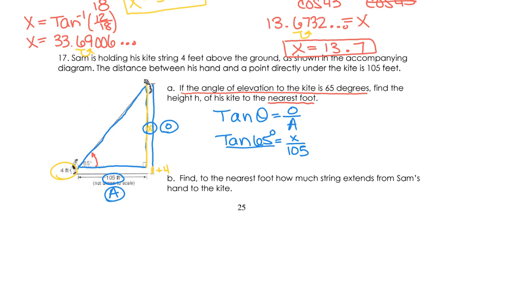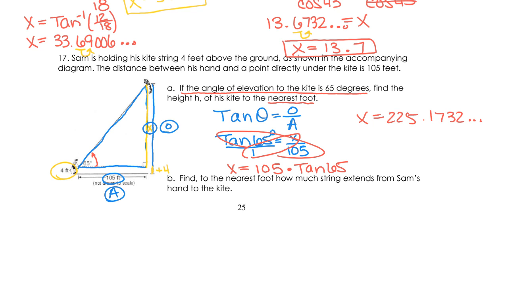Because we're solving for a side, this is the one where we cross multiply. So I put this over 1, and we end up with X equals 105 times the tangent of 65. We type that into our calculator, and we end up with 225.1732 dot, dot, dot. But remember, that's not our answer.